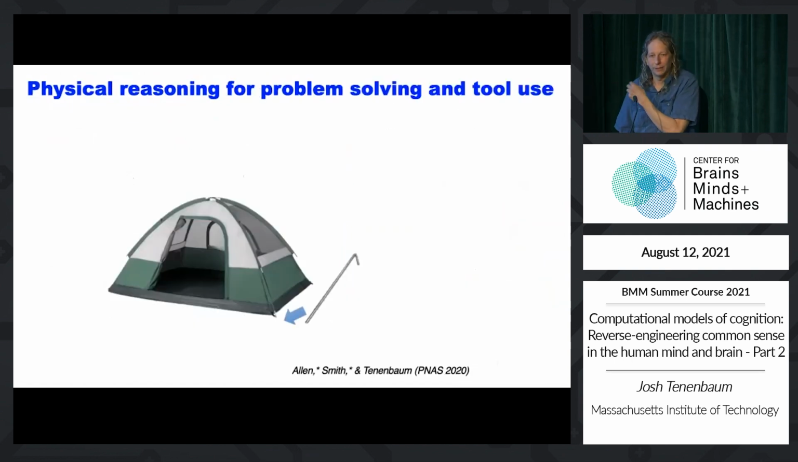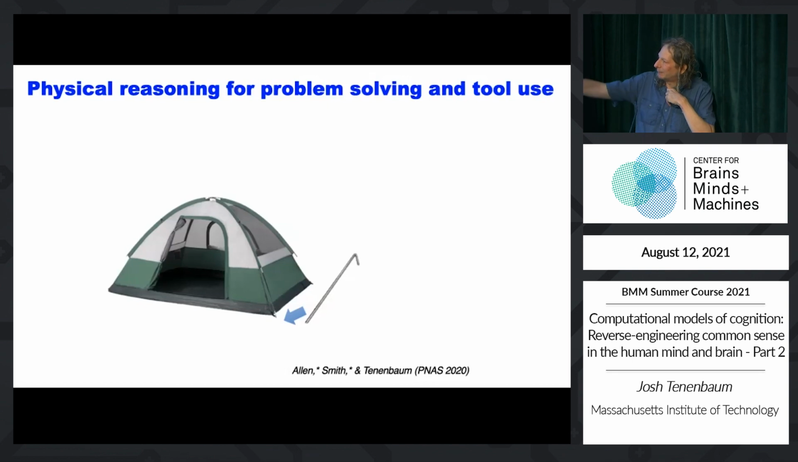Or in some work that I'll just point you to that Kelsey Allen and Kevin Smith over there did, I would call this learning on top of the game engine. That was like learning to estimate new physical forces inside the game engine. Learning on top means learning how to use the game engine to solve problems and learning strategies for physical problem solving.